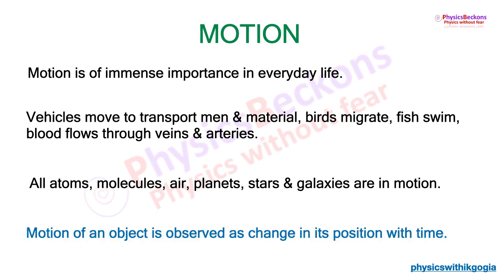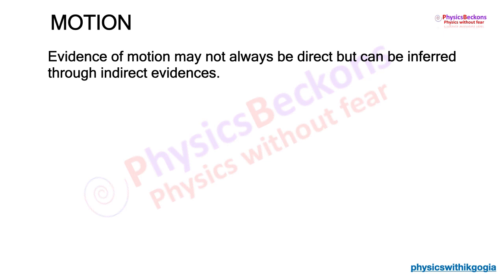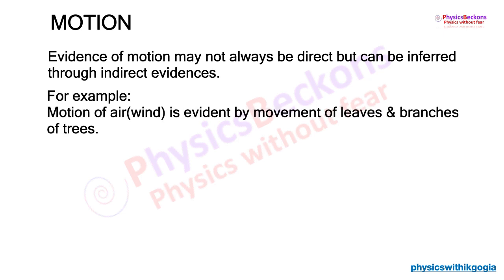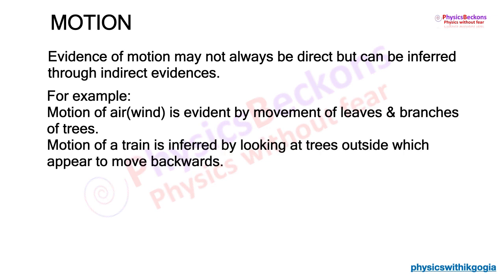We see motion of an object as change in its position with time. The evidence of motion may not always be direct. Sometimes it is inferred through indirect evidences. As an example, we cannot see air, but air in motion, that is wind, is evident when we see the motion of the leaves and branches of the trees.